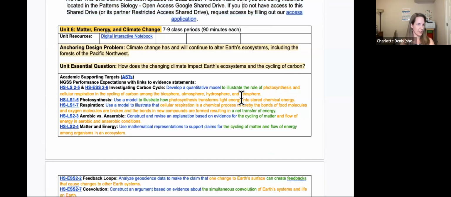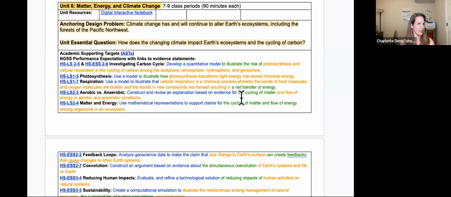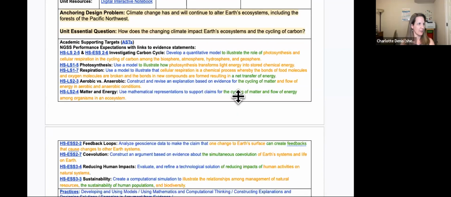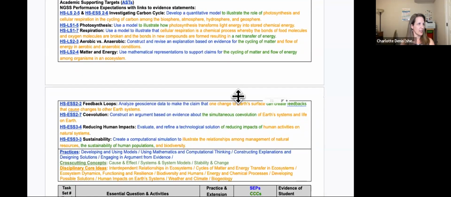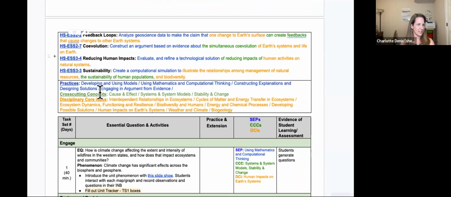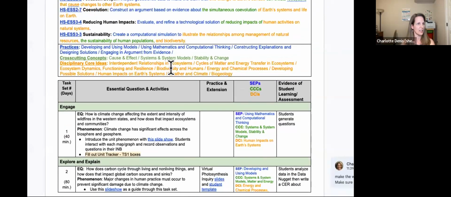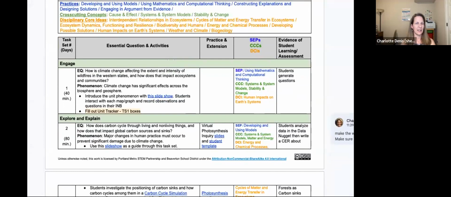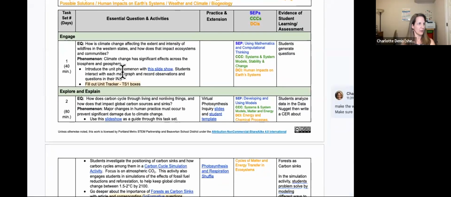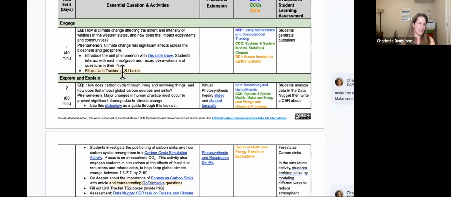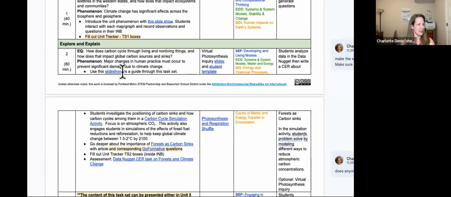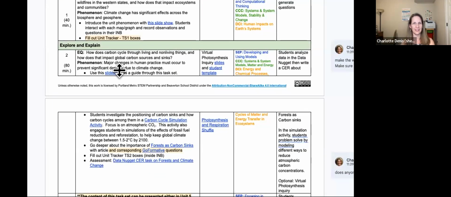The unit outline looks very similar. If you're familiar with the way the others look, they're all set up the same. We have the NGSS performance expectations, which we will be going over today. Some identification of what kinds of practices, cross-cutting concepts, and disciplinary core ideas are covered in this unit. And then coming down through the different task sets, with some estimates about time. Sometimes those are hard to do depending on if you're on a block schedule or not.